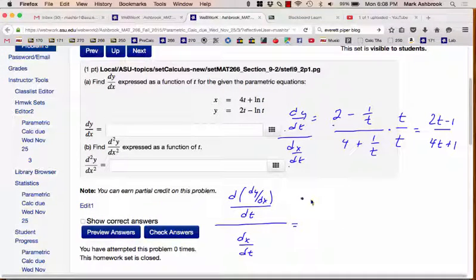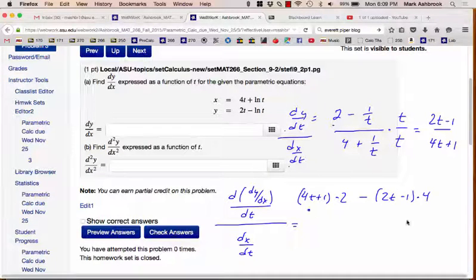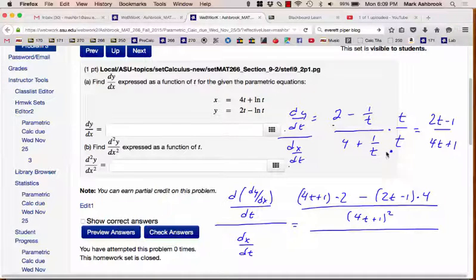So the quotient rule is going to be low d high minus high d low over low squared. And that's all over dx/dt, which is not 4t plus 1, all right, because that's dx/dt times t. So we need to go back to this 4 plus 1 over t.